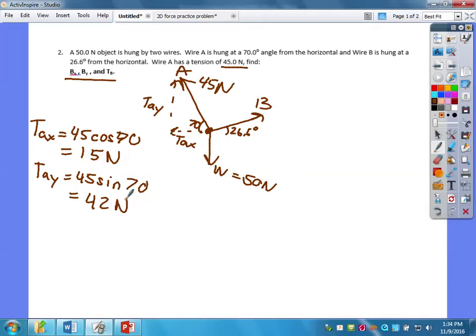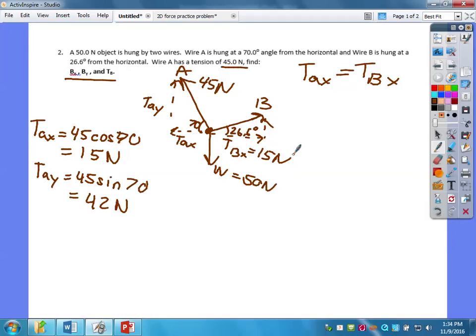Well, I need to think back to my rules. What do I know about the x components? What do I know about the TAX and TBX? Well, they're going to be equal. And those are the only two forces, so they're equal to each other. So TBX is actually equal to 15 newtons. Done.